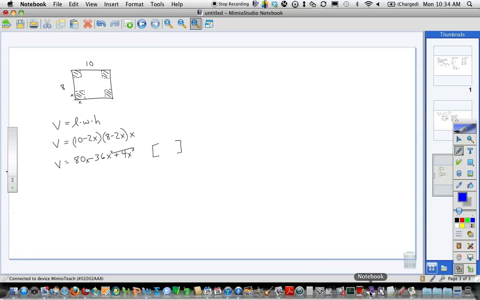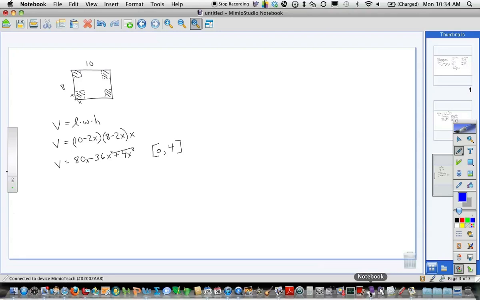X is my variable. What's the littlest x could be? 0. Of course, we wouldn't have a box then, right? It wouldn't have a volume anyway. So that would clearly not be a maximum volume. What's the biggest x could be? 4. The biggest x could be is 4.